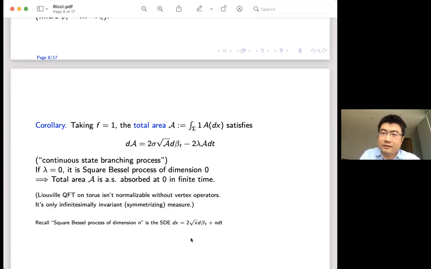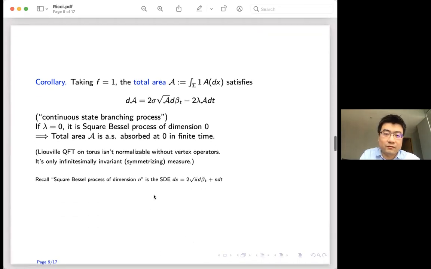So recall that, maybe we all know this from a stochastic calculus course, right? The so-called square Bessel process of dimension n is this SDE, right? dX equals square root of X dB plus n dt. So here we don't have a dt term. So n is equal to zero, right?